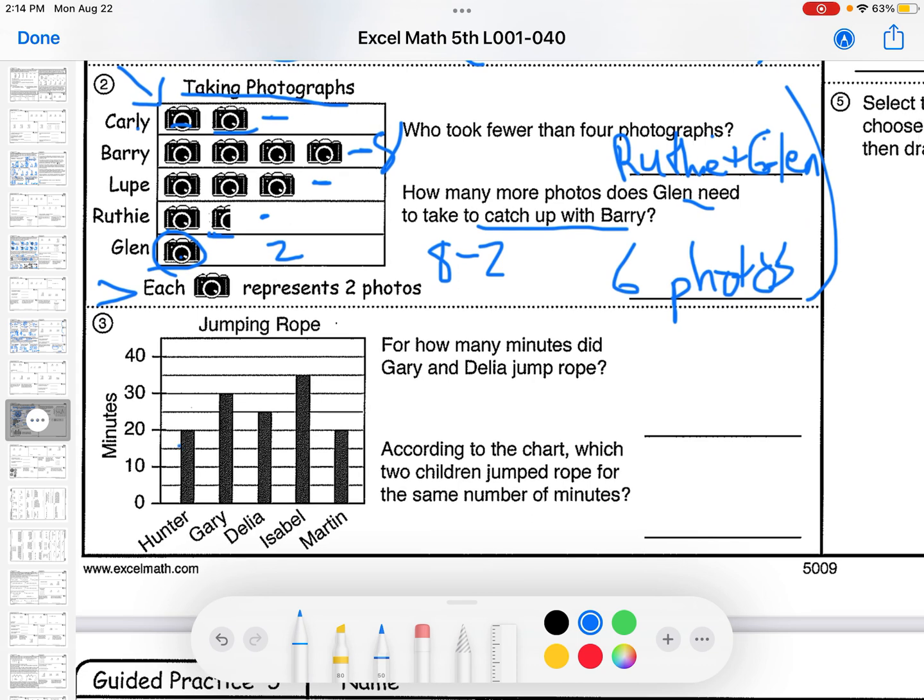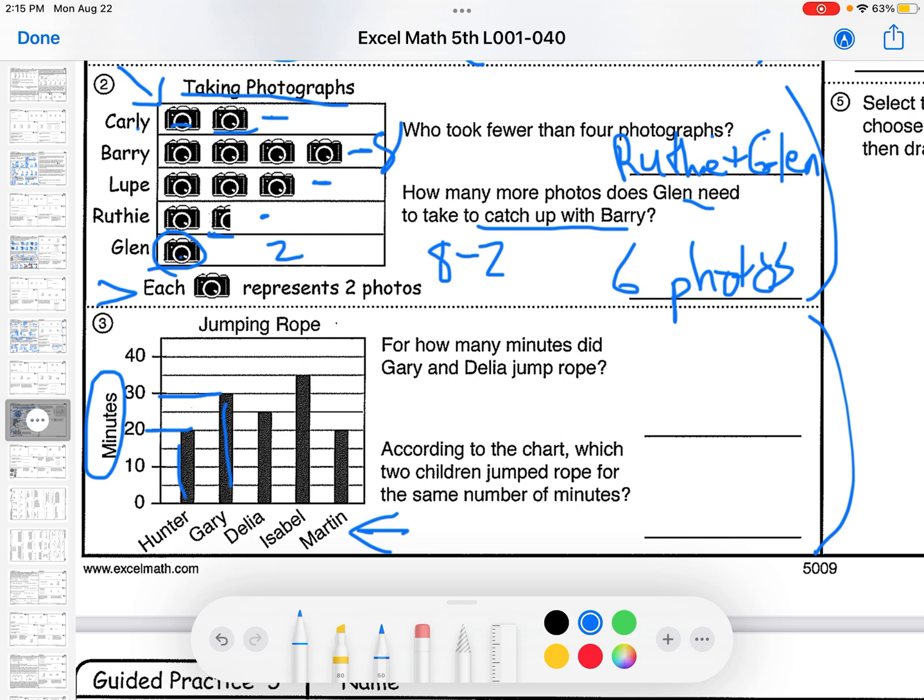And moving on to number 3, jumping rope. Notice that there are bars here. If you look over to the line you follow the line over to the side, it tells you how many what? How many minutes, notice the word there, that each one of these people did in jumping rope. So go ahead and pause the video and try these 2 problems for number 3.